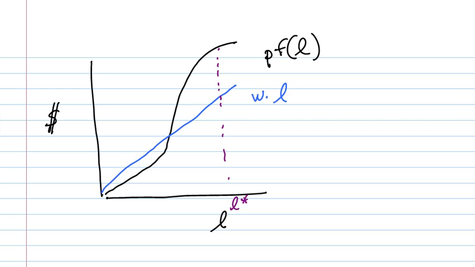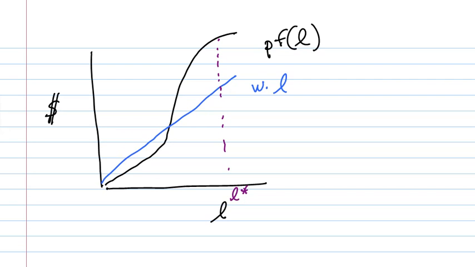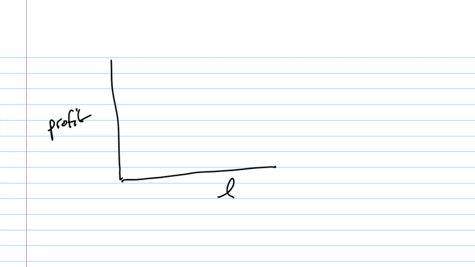Let's do it now analytically. Actually, let's draw one more picture first. So let's go to one more page, and now I'm going to actually draw that profit function itself. That is, I'm going to difference P F of L and W L. And so here's the labor axis, and here is now profit. And it looks something like this.